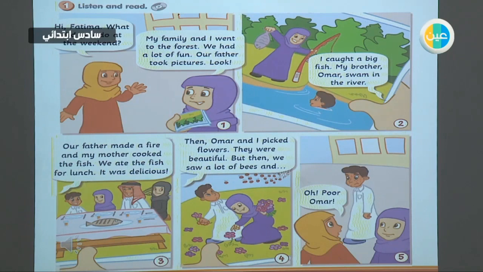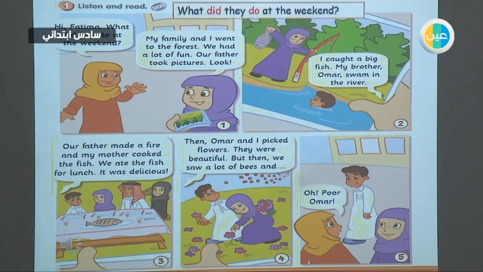One, listen and read. Hi, Fatima. What did you do at the weekend? My family and I went to the forest. We had a lot of fun. Our father took pictures. Look. I caught a big fish. My brother Omar swam in the river.